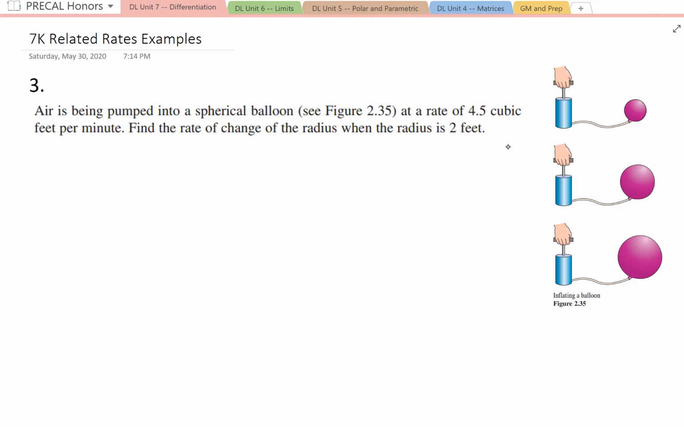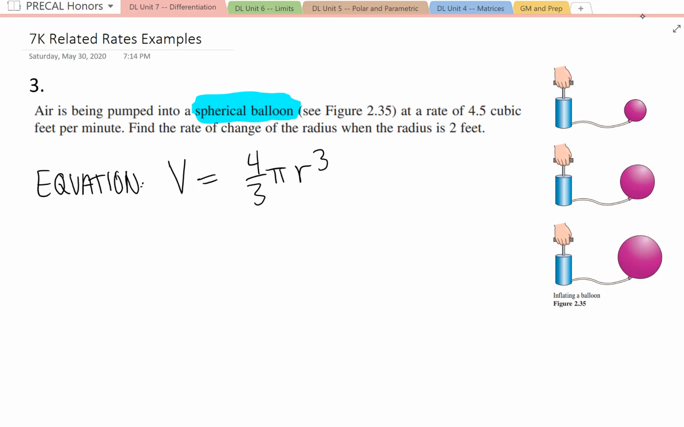Air is being pumped into a spherical balloon at a rate of 4.5 cubic feet per minute. Find the rate of change of the radius when the radius is 2 feet. Spherical balloon gives me a hint that we're probably going to use the formula for a sphere, and since we're filling this sphere, that would be volume of a sphere. Volume of a sphere is 4/3 pi r cubed. And that's our equation.